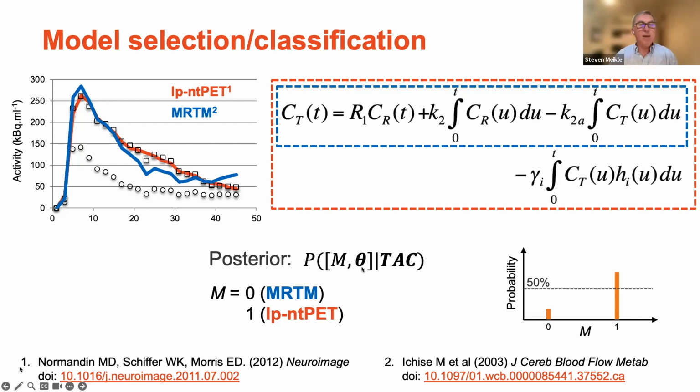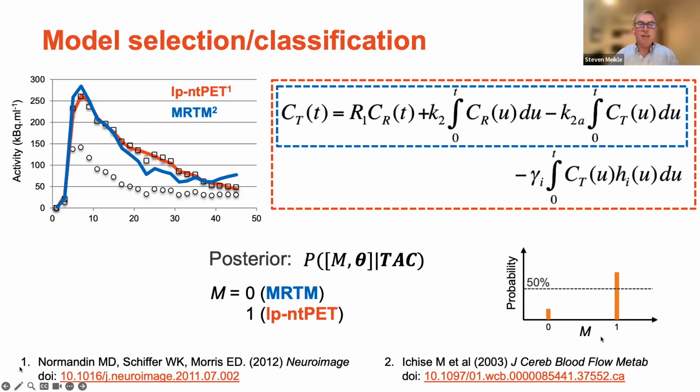Well, we can do a very simple thing. We simply expand our parameter space. We add an additional parameter, which I'm calling M for model. It's a categorical variable, so it can only take on either one of two values. Typically we'll say that if M equals 0, that's the MRTM model. If it's 1, it's the LPNT-PET model, for example. And then you get a posterior distribution on that parameter M that looks a bit like this. So this is just for a single data set, a single time activity curve.